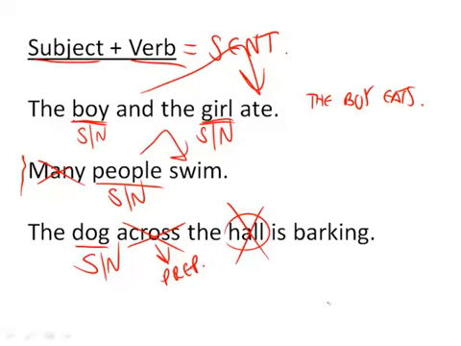Is it a sentence? Well, we have a subject. Is the subject doing the verb? You better believe it. The boy is doing the eating. So we have a subject or a noun. It's doing the verb. That is a sentence. Here are a few examples. And now we know how to build a sentence using subject and verb.